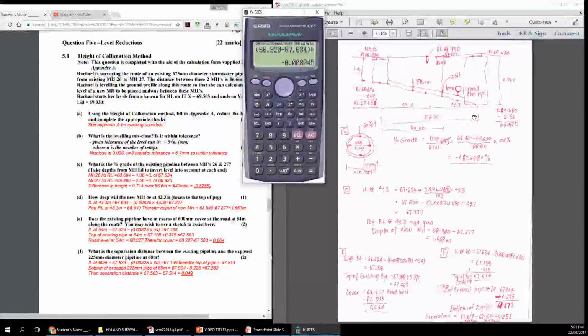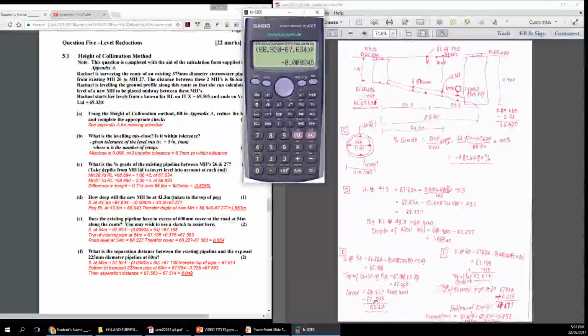Okay, all right. So, yes, we're going to work out, first of all, the invert level there. So at 54, same calculation as here, 67.634, this invert level here, minus the grade times the distance, 54, and that gives us 67.188. Now that's the invert level. The top of the pipe is 67.188 plus 0.375, which gives us 67.563. 67.563 is the top of this pipe here.